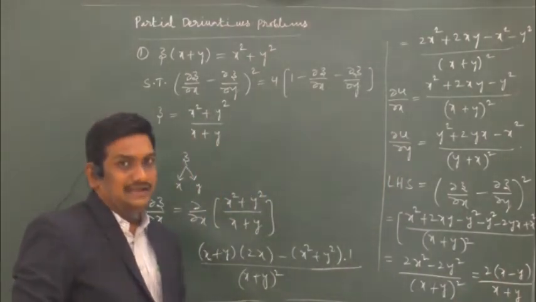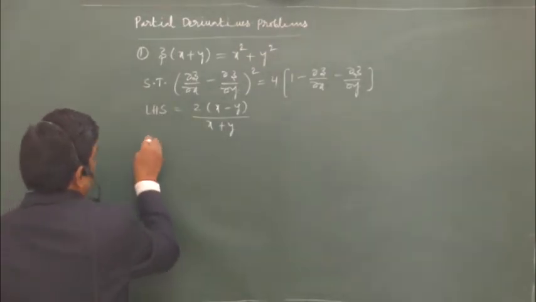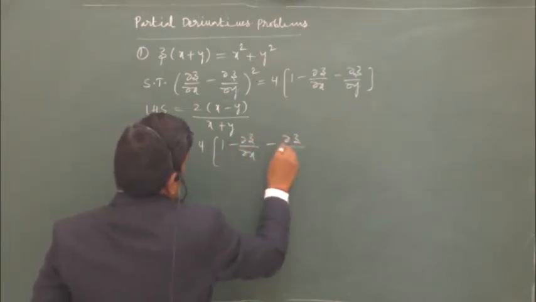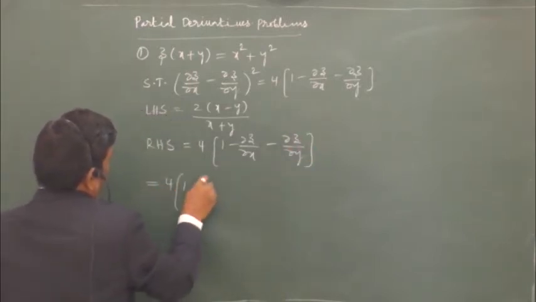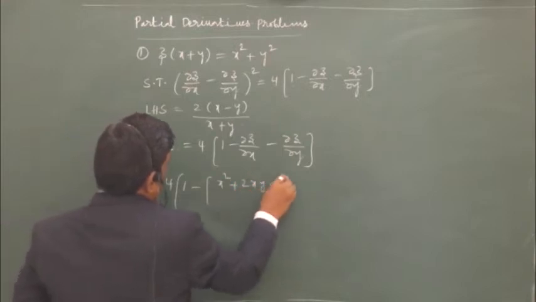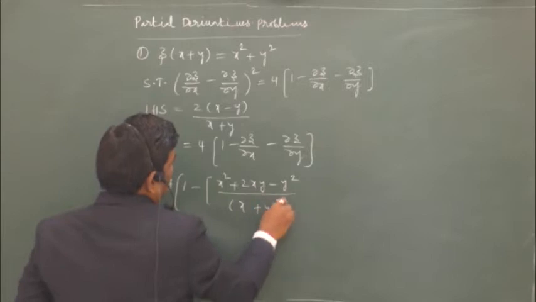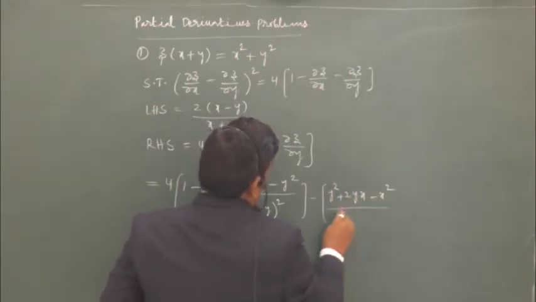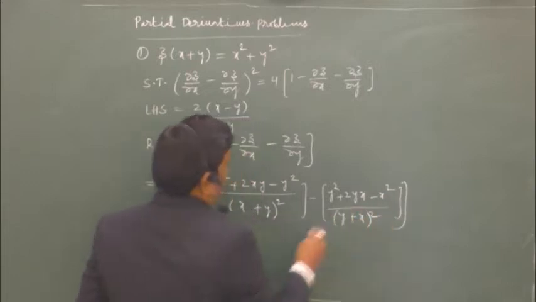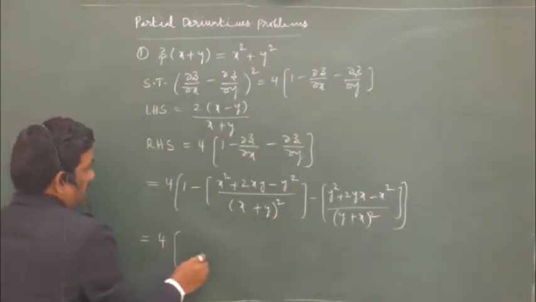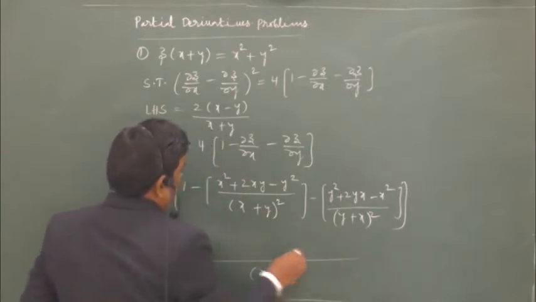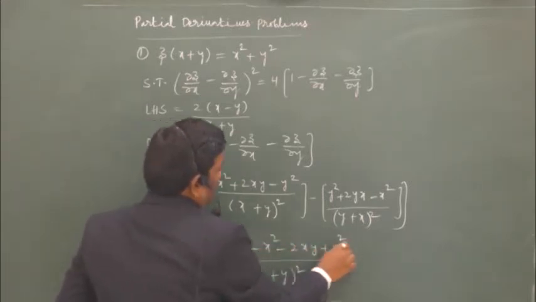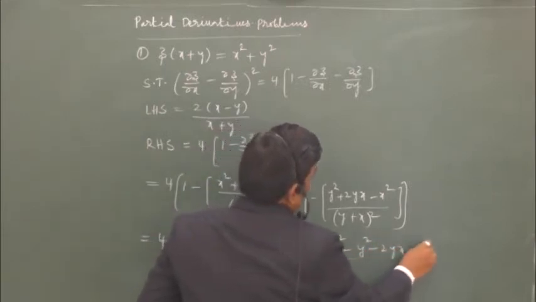Now let us start finding right hand side. Let us consider right hand side. It is 4 into (1 minus ∂z/∂x minus ∂z/∂y). It is 4 into 1 minus of (x square plus 2xy minus y square) by (x plus y) whole square minus (y square plus 2yx minus x square) by (y plus x) whole square. Now, it will be 4 into (x plus y) whole square is the denominator, (x plus y) whole square minus (x square minus 2xy plus y square minus 2yx plus x square).